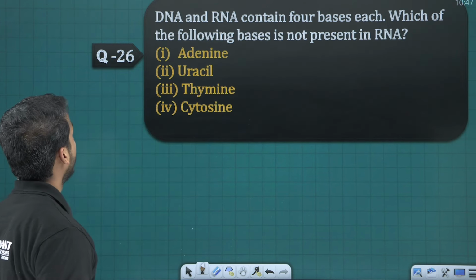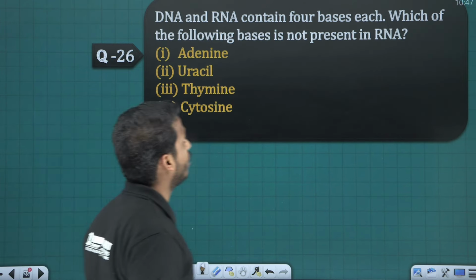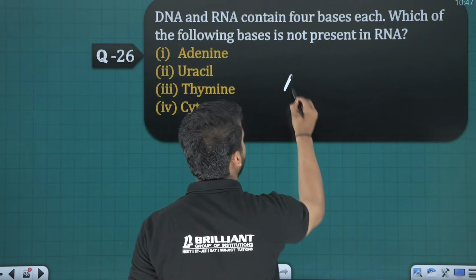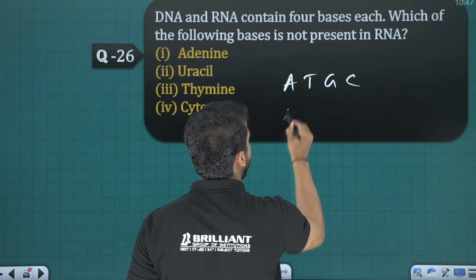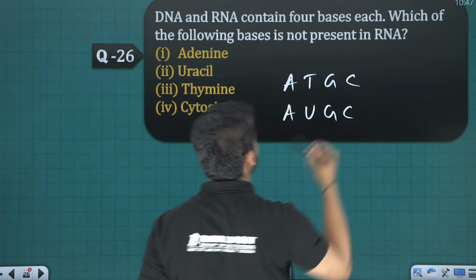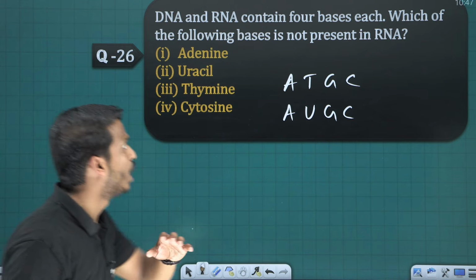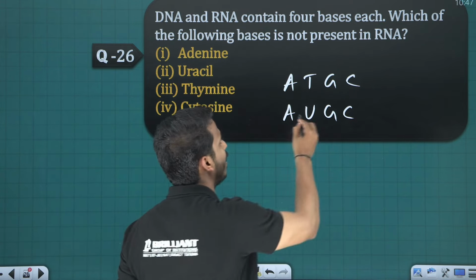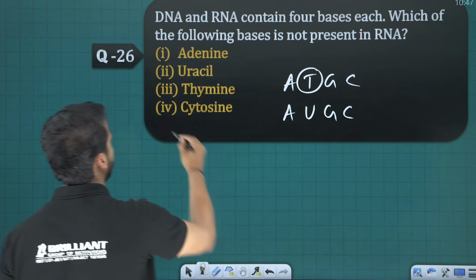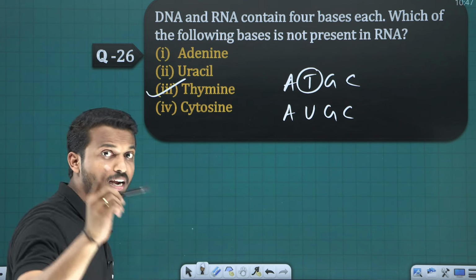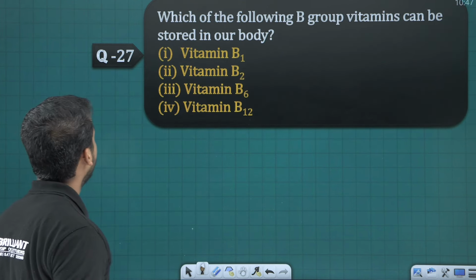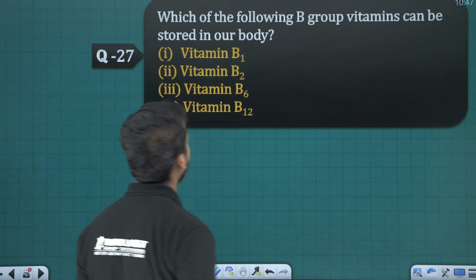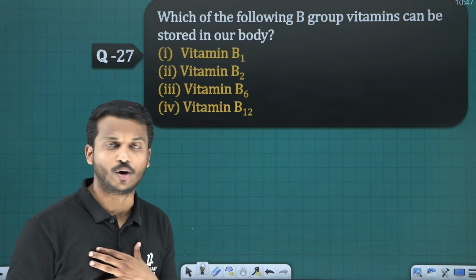So specific and sequential arrangement, what do you call? Primary structure. Now DNA and RNA contain 4 bases, right? DNA contains ATGC, RNA contains AUGC. Which of the following bases is not present in RNA? Which is that? Thymine. Thymine is only present in which one? DNA, right?